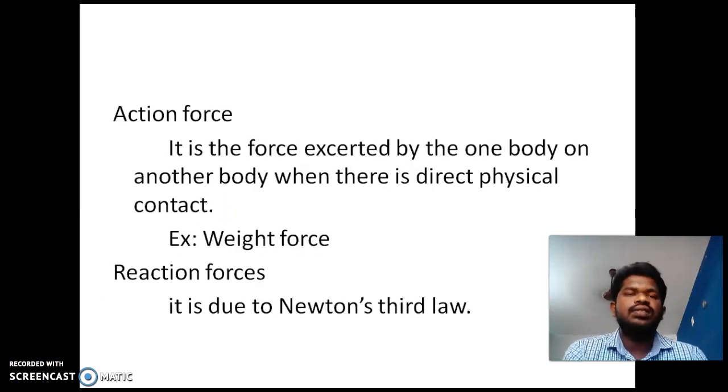Action forces. It is the force exerted by one body on the other. For example, weight force. We place a book on the table. So the weight force of the book acting on the table is called the action force. Next, the reaction force. The reaction force is developed due to Newton's third law. So for every force there is always an equal and opposite reaction force.